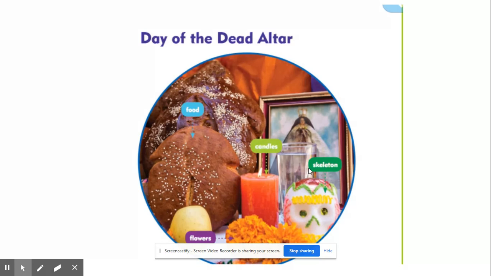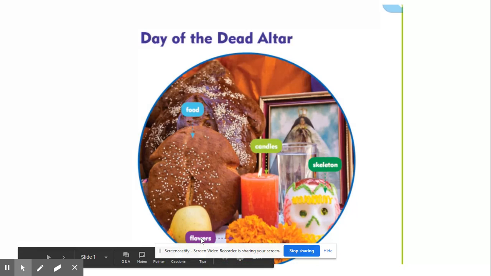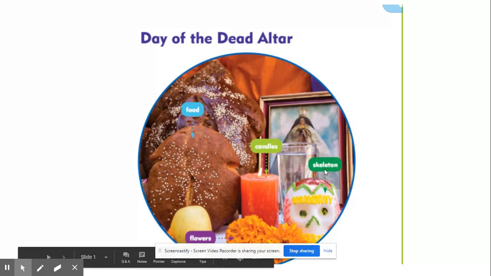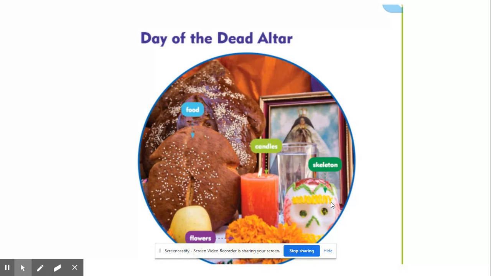So this diagram is going to help me when I want to write my main idea in details. So looking at this picture, this photograph of an altar, down here at the bottom we see the word flowers. And we see a little arrow pointing to the flowers at the bottom. And we remember that in this story, they talked about how they used flowers, especially marigolds, to decorate this altar. In green, we see the word skeleton, pointing down to the skeleton candy on the altar. And we remember from the story that these are sugar skulls, skulls made out of sugar and decorated beautifully, just like the masks that they wear or the way they paint their face.